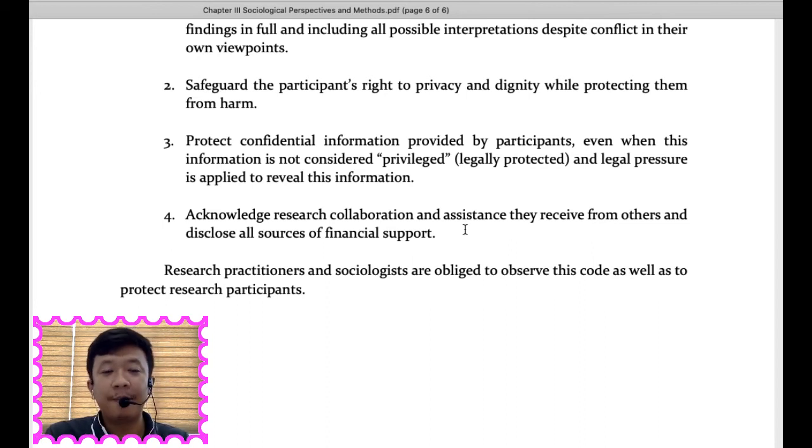And of course, dapat, number 4, nasabi ng ISA, or in this case, the American Sociological Association, acknowledge research collaboration and assistance, okay, from other sources. Like for example, syempre kapag ito ay funded research, kailangan mong sabihin dahil kung minsan may conflict of interest yan. No? So, kailangan sabihin po natin kung sino ang nagpondo ng ating survey, sino po yung nagpondo ng ating research. Okay? So, dapat i-disclose yung mga ganong klase ng information.